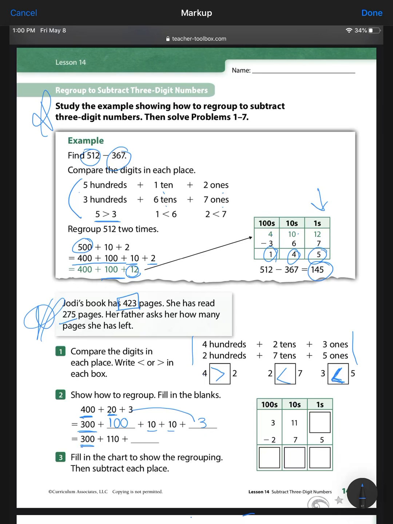Now we're going to regroup again. So that 300 is still the same, but we're going to add this 10 and this 100 to make 110, okay? And then we're going to keep these two numbers together to have a 13 in the ones place, okay? So we have 3 in the hundreds place, 11 in the tens, and 13 in the ones. And now we're able to subtract straight down.